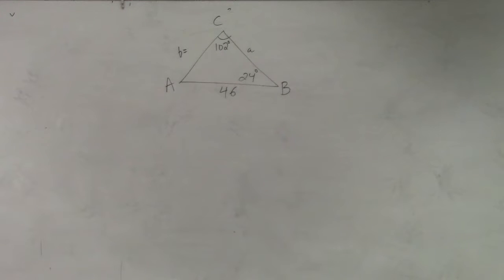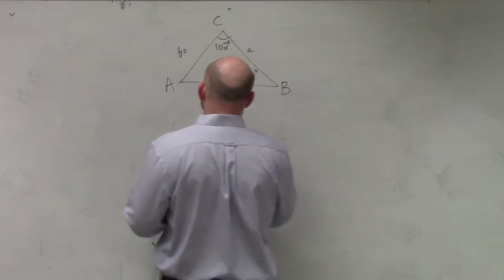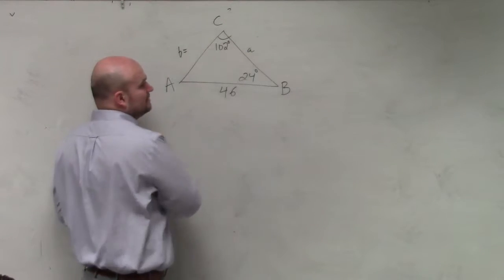OK, so what we're asked to do in this case is to find the missing lengths. Now, find missing parts of the triangle. So we have missing lengths at A and B.